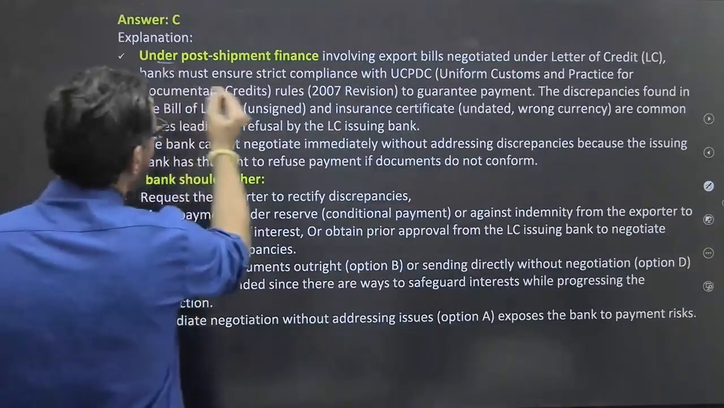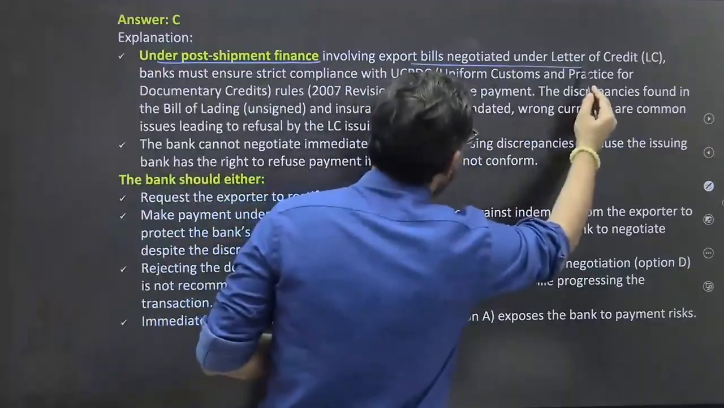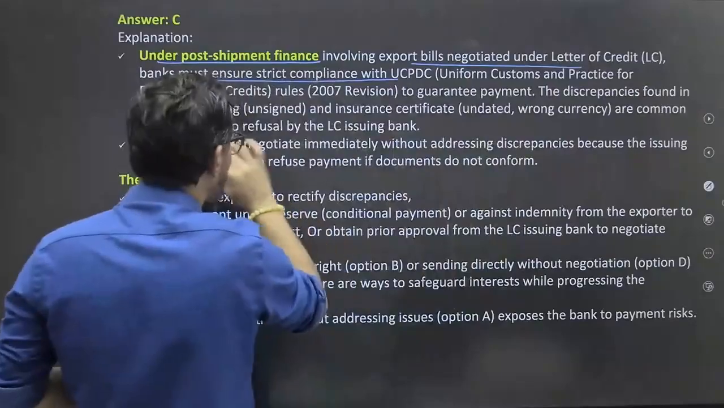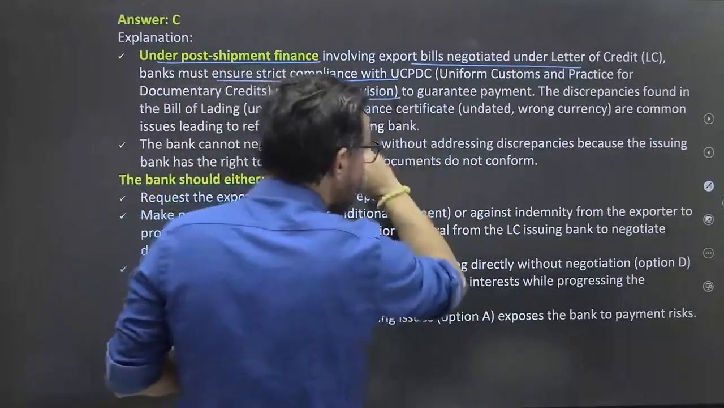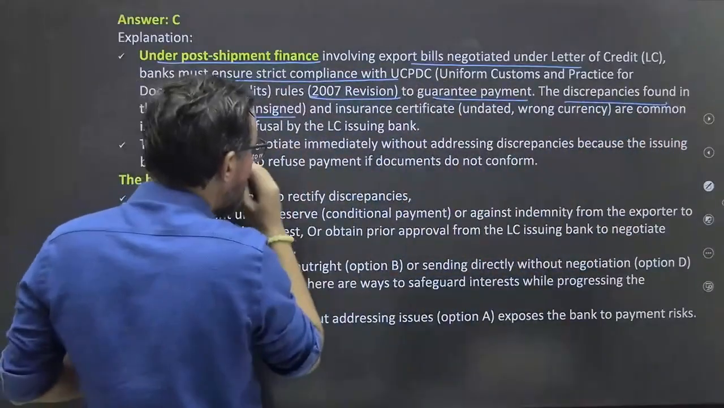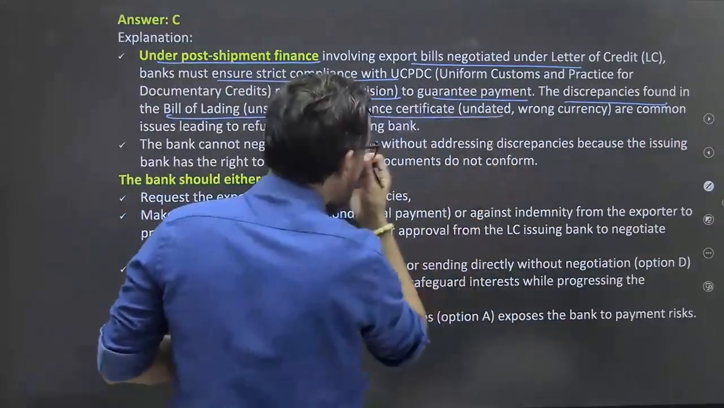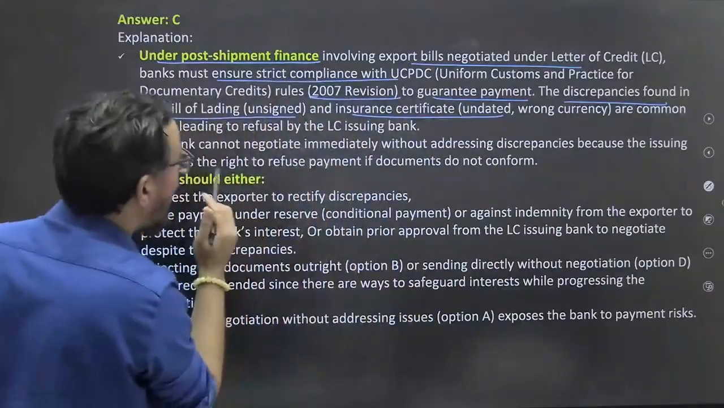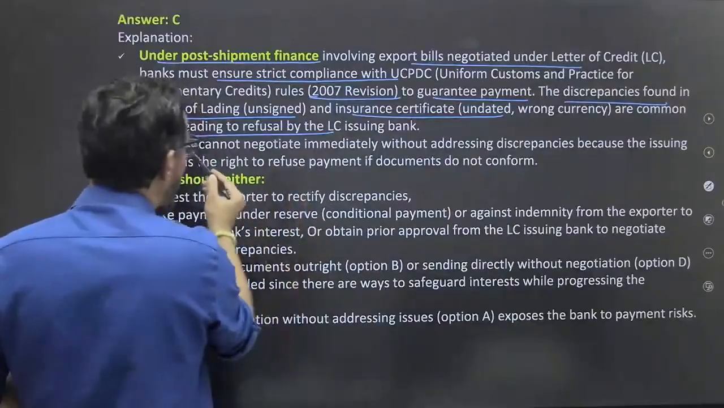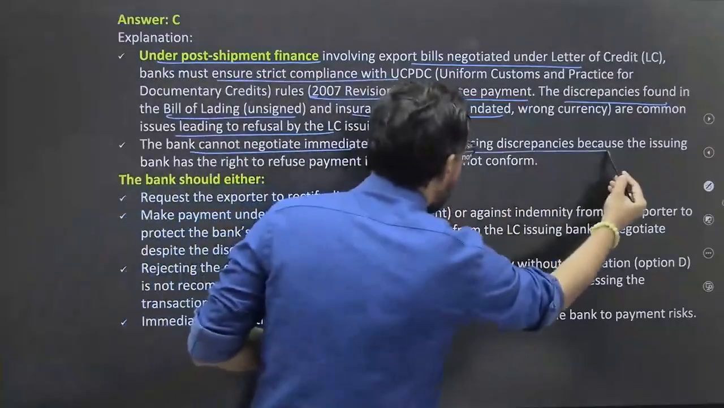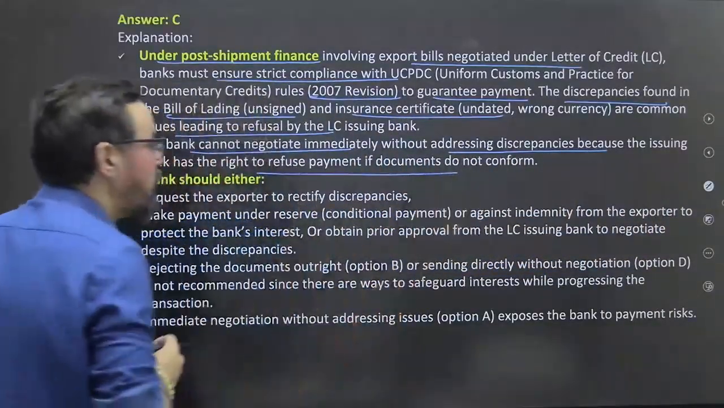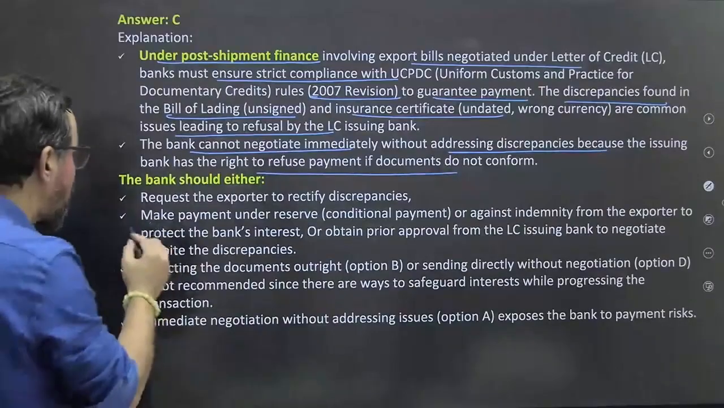See, under post-shipment finance involving exports negotiated under LC, the bank must ensure strict compliance with the LC, following the Uniform Customs and Practice for Documentary Credits, 2007 revision, UCP 600, to guarantee payment. Discrepancies found in the bill of lading, insurance certificates, or wrong currency are common issues leading to refusal by the LC issuing bank. The bank cannot negotiate immediately without addressing discrepancies, because the issuing bank has the right to refuse payment if documents do not conform.